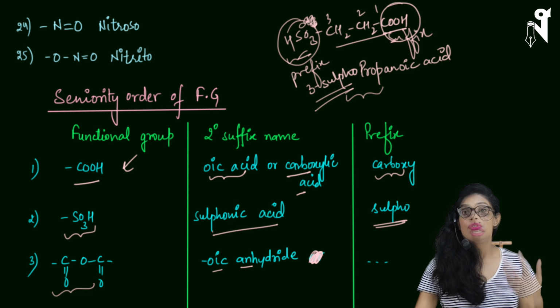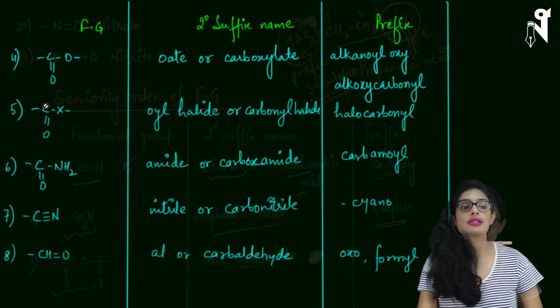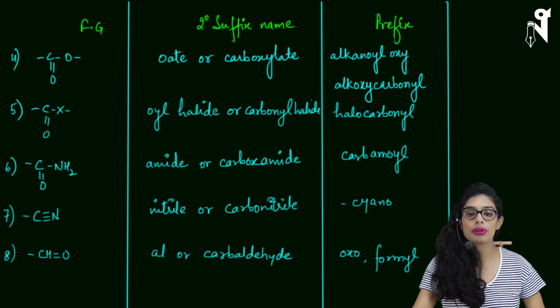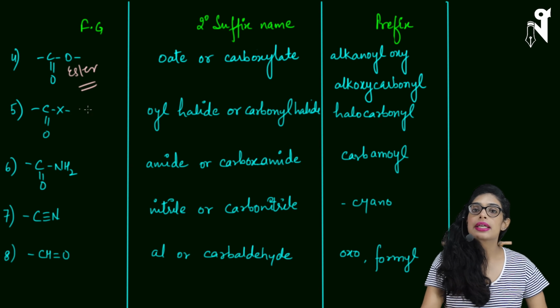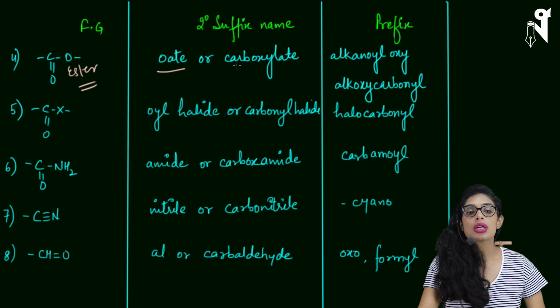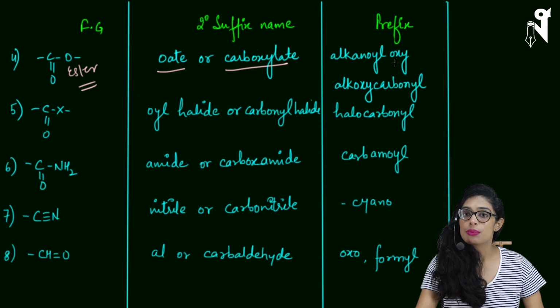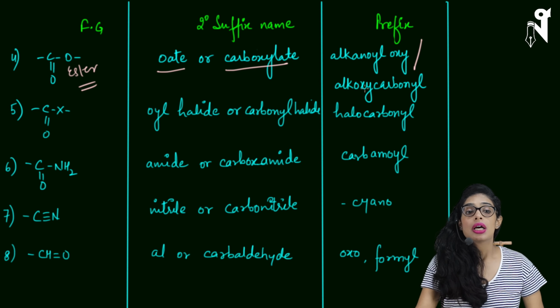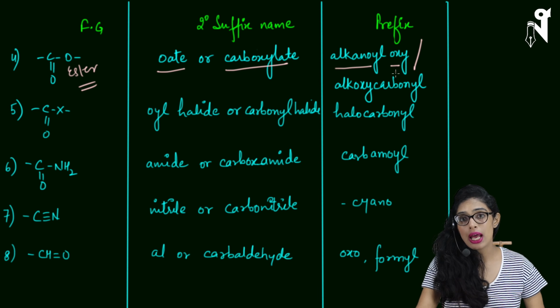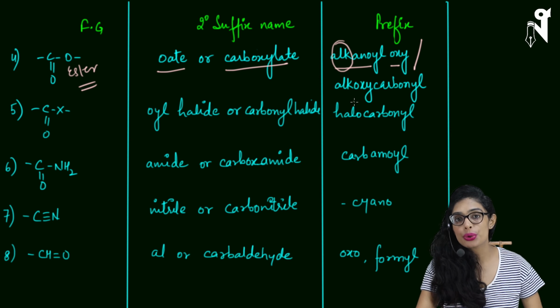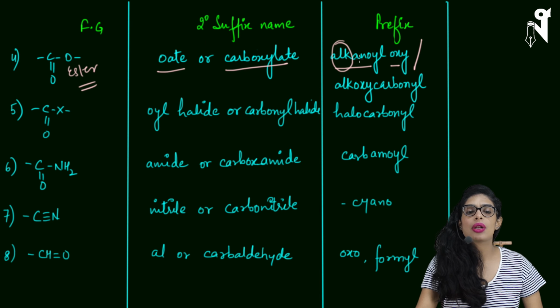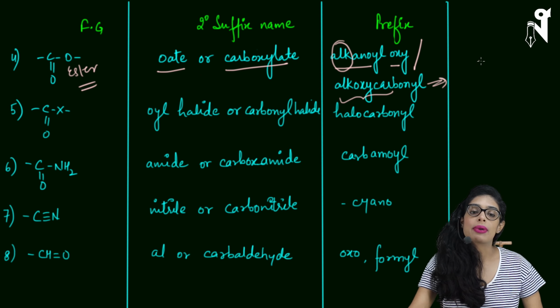Let's talk about a few more functional groups, their seniority order, and their suffixes and prefixes. Next is C double bond O, which I had already discussed earlier. This is an ester group, and the secondary suffix name for it is oate or carboxylate. If we have to use it as a prefix, we have two prefixes for it. One is alkanoyloxy. Alkanoyl means alk will represent how many carbons are there, so basically it will represent the word root. And then enoyloxy, or we can use alkoxycarbonyl. This is the one which is most commonly used.